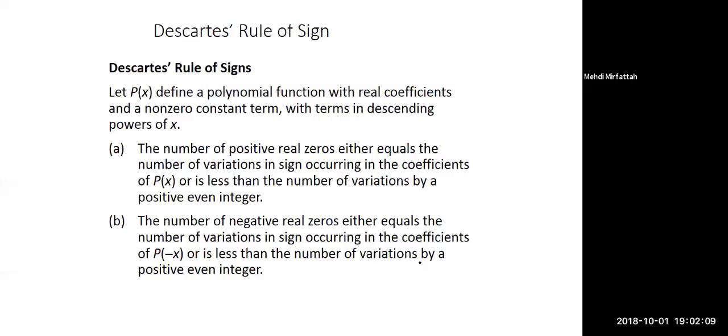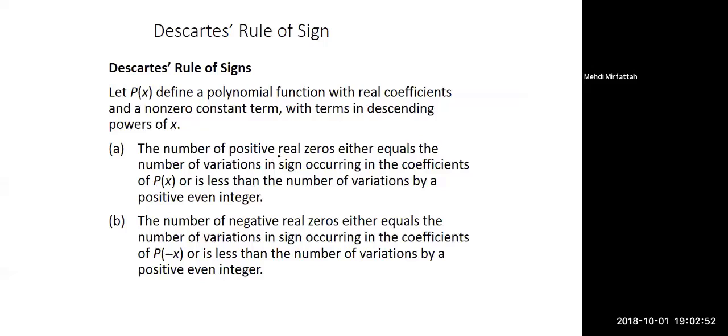This would be the next thing that you want to know, Descartes' rule of signs. Again, you definitely want to include this in your summary sheet. And it's a pretty simple concept. Let's read through this and look at some examples, and the examples will make a lot more sense after we read through that. Let P of x define a polynomial function with real coefficients and a nonzero constant term. The terms are in descending powers of x, so we just write it in that order, standard form. Part A. Now this is what you want to write in your summary sheet.